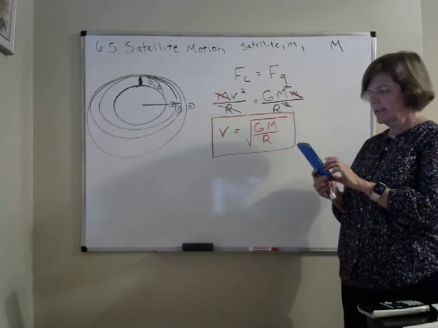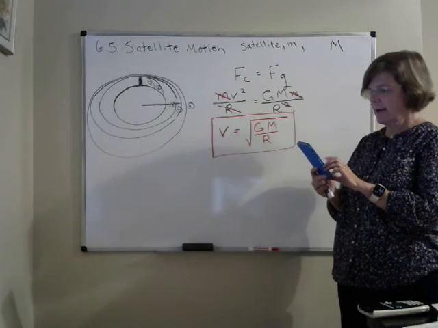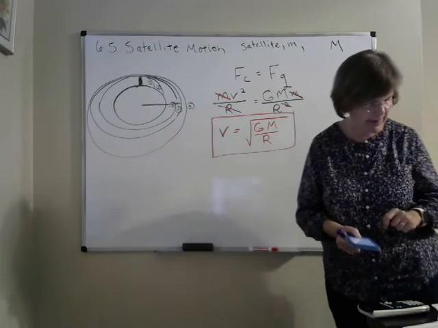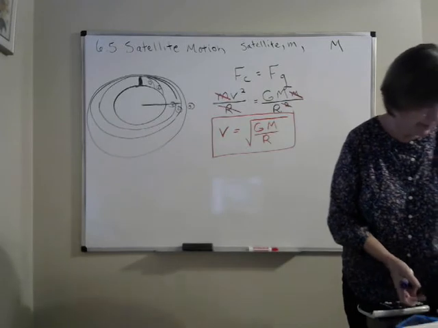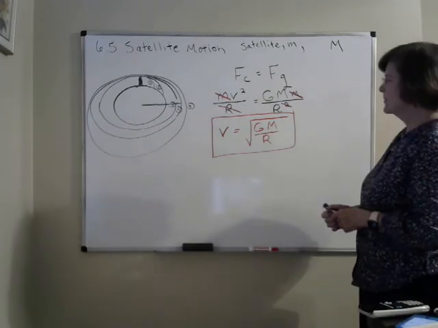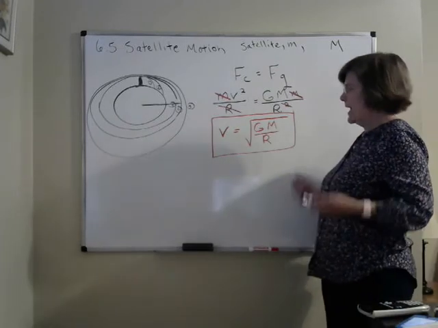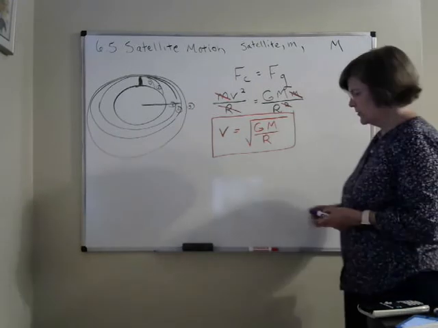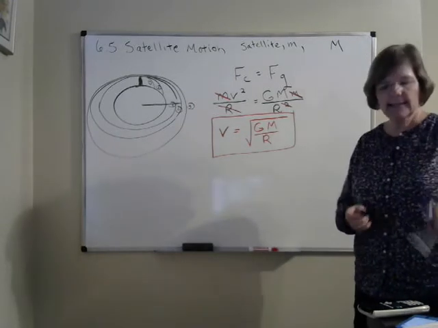The average distance is about 400 kilometers above the Earth. So let's assume that 400 kilometers is right. Let's figure out how fast the International Space Station needs to orbit to stay in orbit.